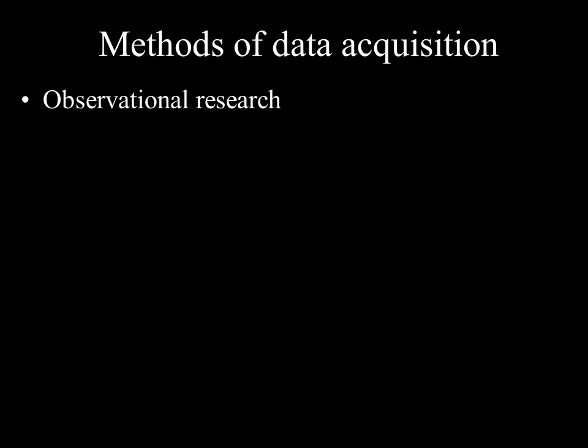So there are 4 ways of acquiring data when you're doing correlational research. We're going to talk about 3 of them in this section, and then we're going to spend a little bit more time talking about a 4th one in the next section. But the 3 that we're going to talk about this time are observational research, archival research, and case studies. These are some of the ways in which people do non-experimental research.